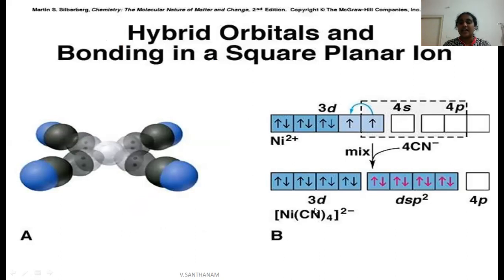In the presence of cyanide, because cyanides are strong field ligands, these electrons undergo pairing, and one of the d orbitals will become empty, giving dsp2. These four orbitals are involved in hybridization and make bonds with the ligands, and finally form the square planar complex. Like this, square planar complexes and tetrahedral complexes form.